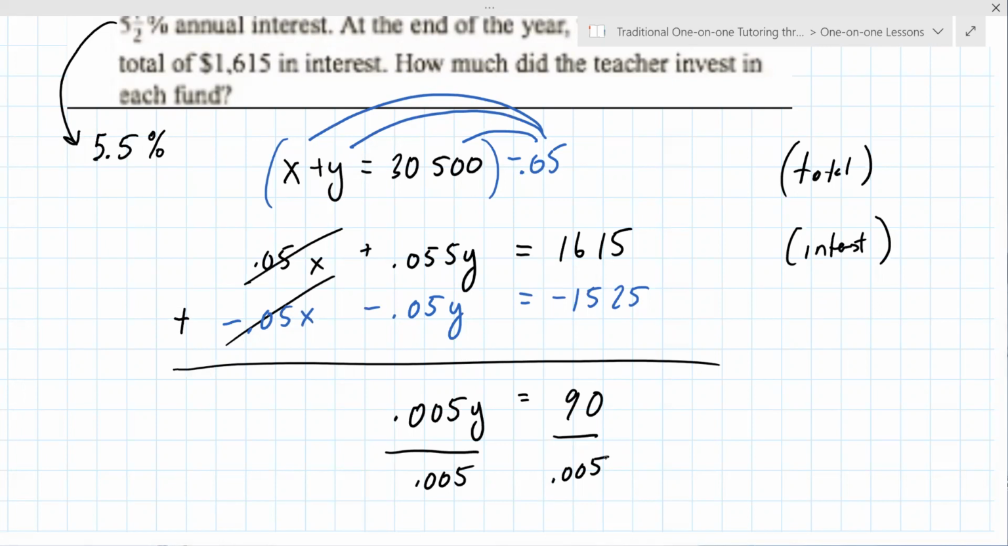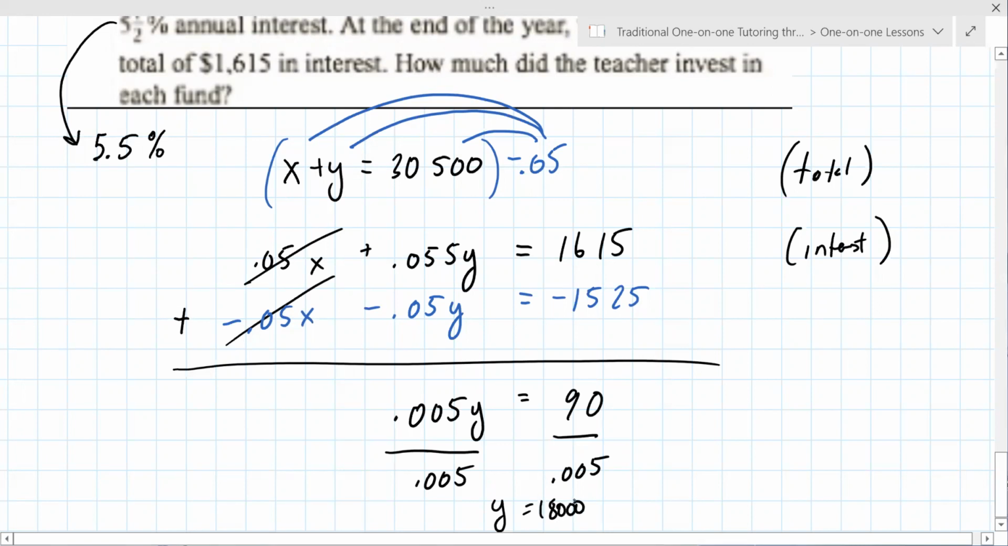And then I got 18,000 for Y. That sounds reasonable. Okay, and then give me the X value. Go ahead and use one of the equations or the other and solve for X.